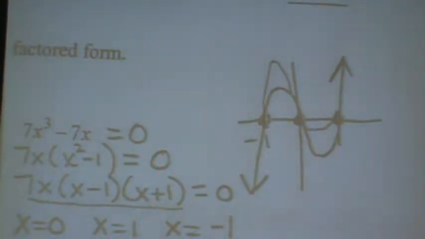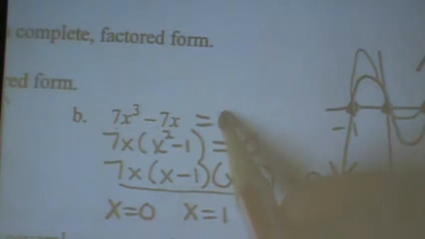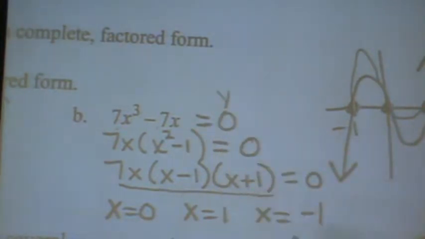If you were to plug in a number like 0.5, you'd plug it right here: 0.5 cubed times 7 minus 7 times 0.5. And that would be your y value right here. Okay?